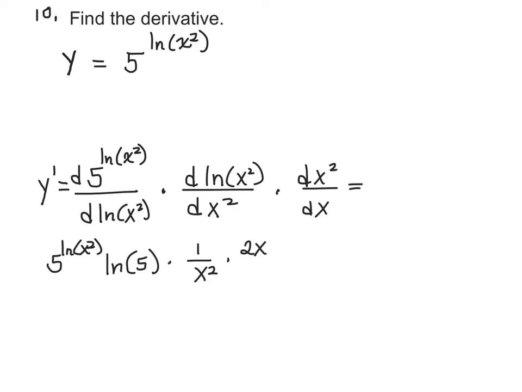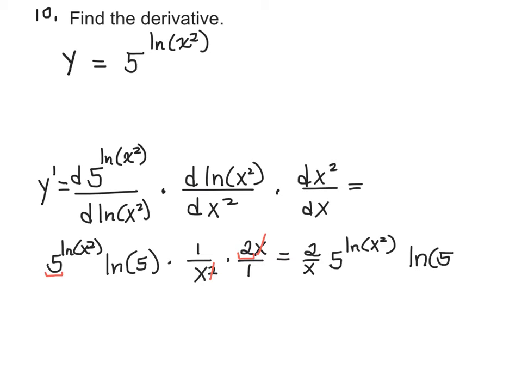So we put an equal sign, and I can put this over 1. This x cancels out one of these x's. Now I cannot multiply this 5 times this 2 because the 2 is a coefficient. The 5 is a base to an exponent. So we can move the 2 to the front. We can say 2 over x times 5 to the natural log of x squared times the natural log of 5.